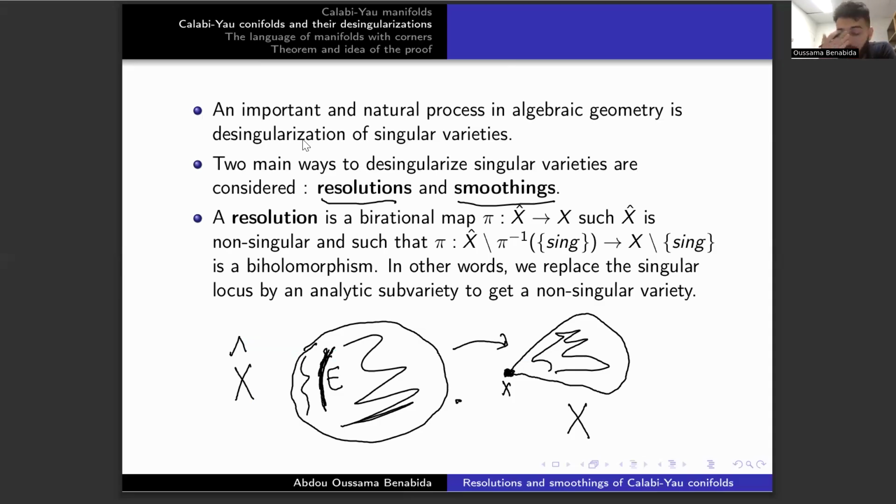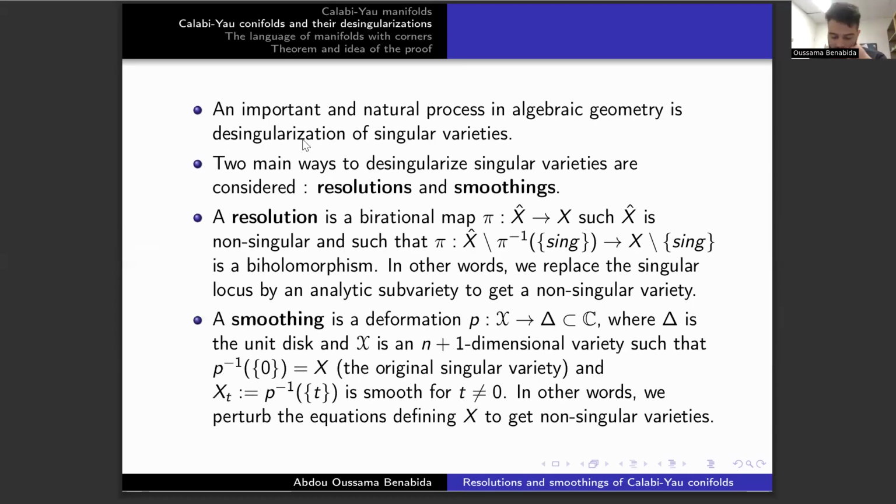What this means is that there is a birational map from X hat to X, such that X hat is non-singular, and such that away from this subvariety and away from this point, we have a biholomorphism. So this is a resolution. Basically, we keep everything the same, we just replace the singular point by a subvariety. There are algebraic ways of doing this, usually by something called the algebraic blowup.